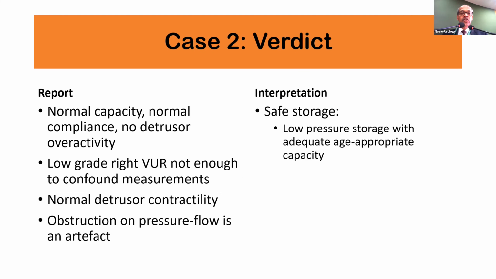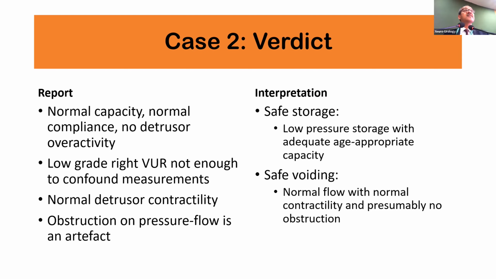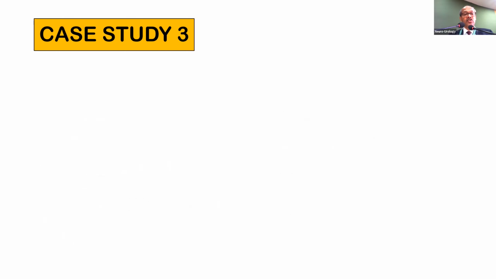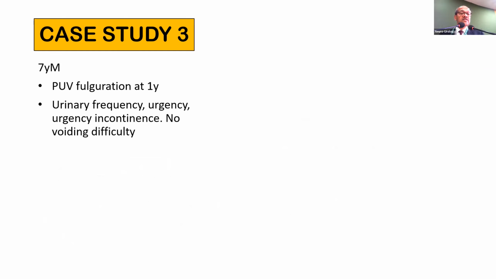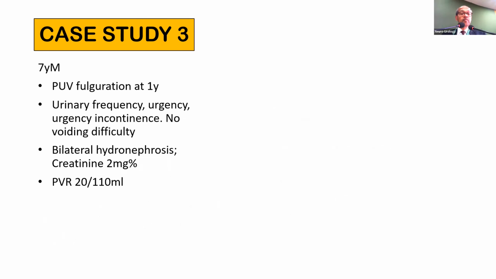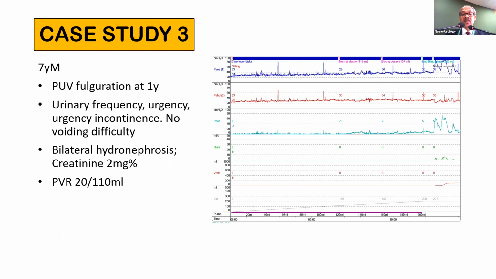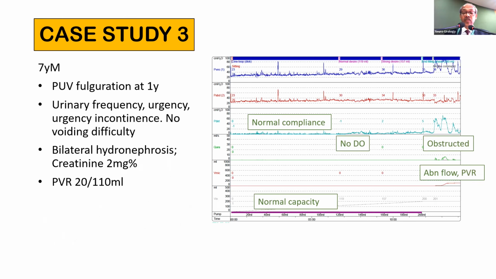So this child has safe storage, low pressure storage with adequate capacity, has safe voiding, normal flow, normal contractility, and presumably no obstruction. Let's look at the third child, a 7-year-old male, a PUV fulguration at 1 year, urinary frequency, urgency incontinence, no voiding difficulty, bilateral hydronephrosis, and a creatinine of 2 representing a very low eGFR, a low PVR, and that's the urodynamic trace. Once again, you can see here normal compliance, normal age-appropriate capacity, no phasic contractions, obstructed with an abnormal flow and a large PVR.